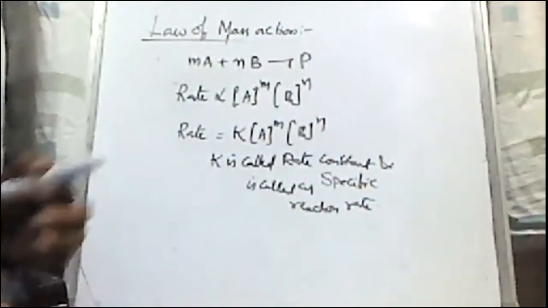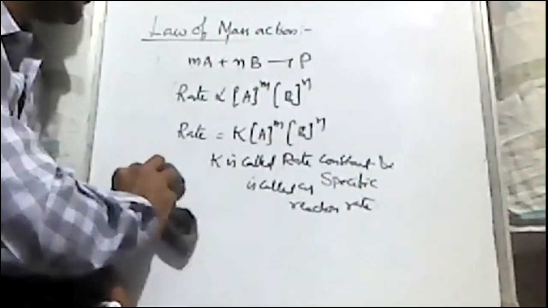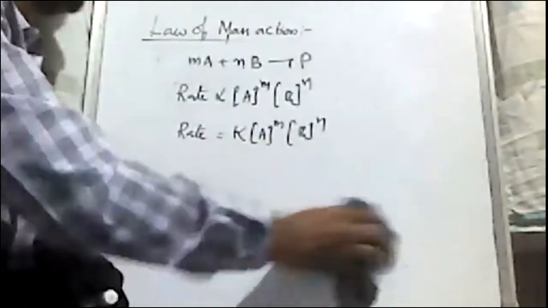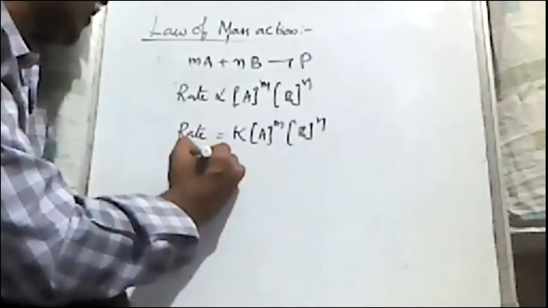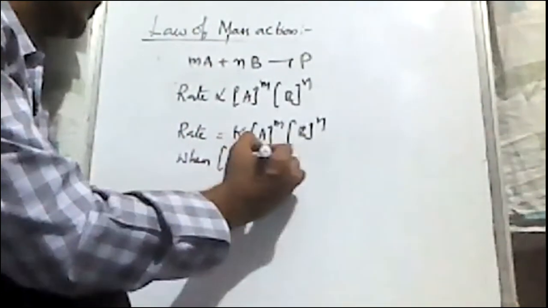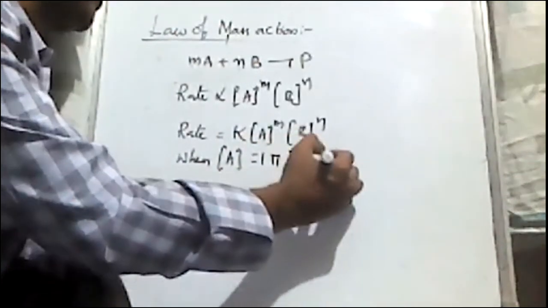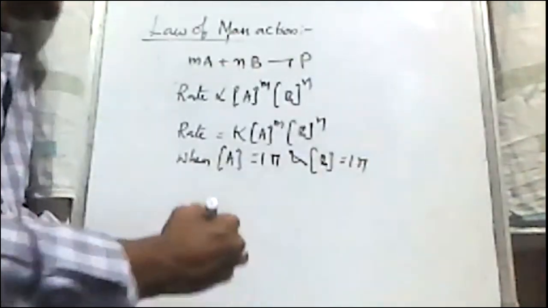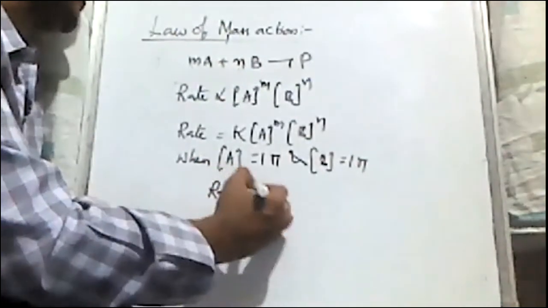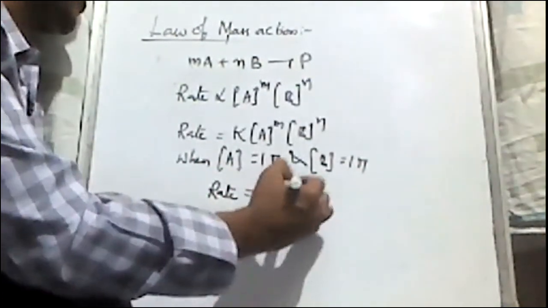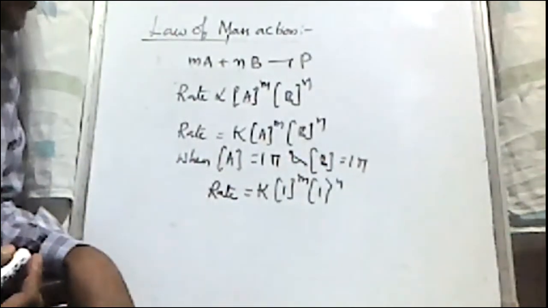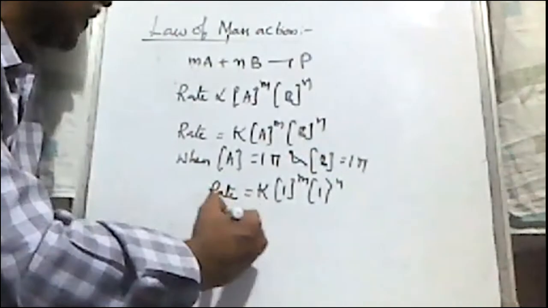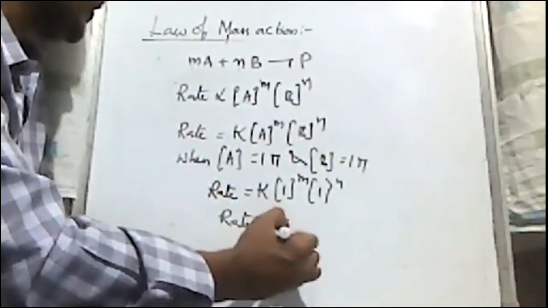Now, how to define this rate constant or specific reaction rate? When A is equal to 1 molar and B is equal to 1 molar, then what will happen? Rate is equal to k into 1 power m into 1 power n. This becomes rate is equal to k.